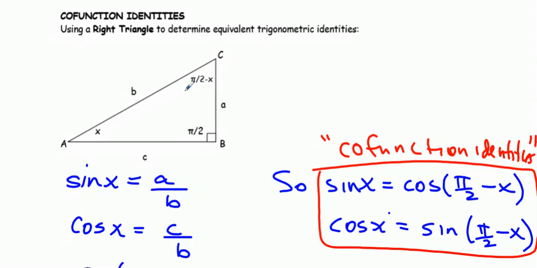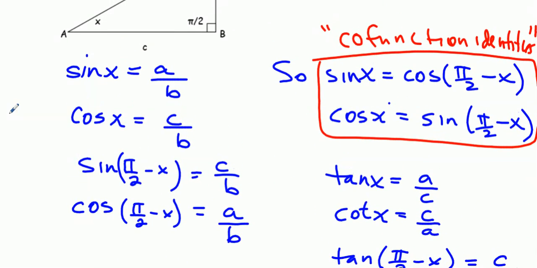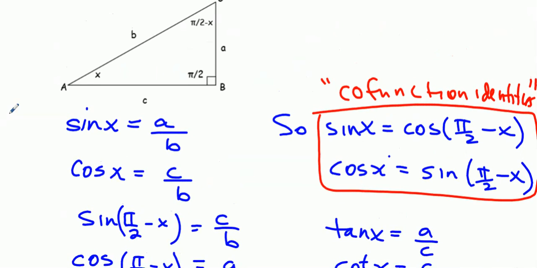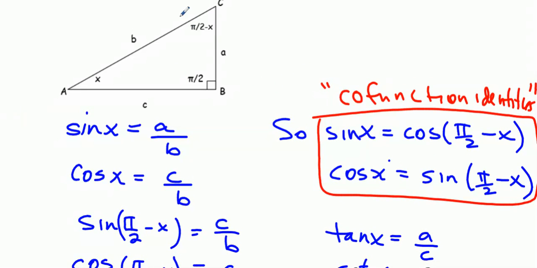All right, if we attach letters to the sides, so A, B, and C, then the sine of x is A over B, right? And the cos of x is C over B. And let's just keep going here. The sine of pi by 2 minus x, which is that other angle, then, if I just stuck my finger on this angle, it's going to be C over B. And the cos of pi by 2 minus x is A over B. Okay? With me so far?